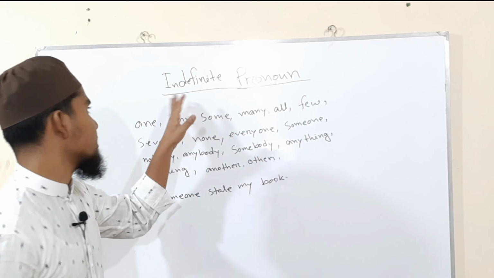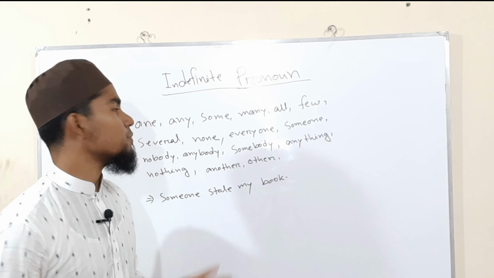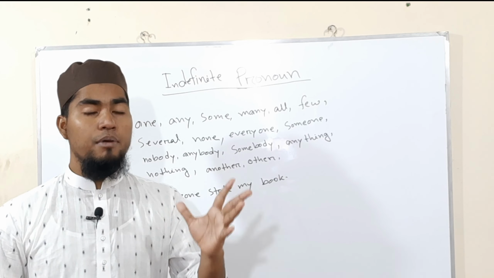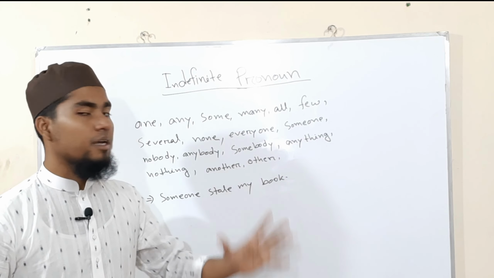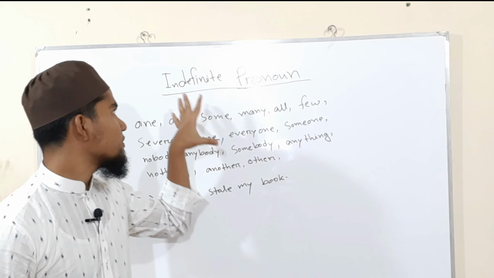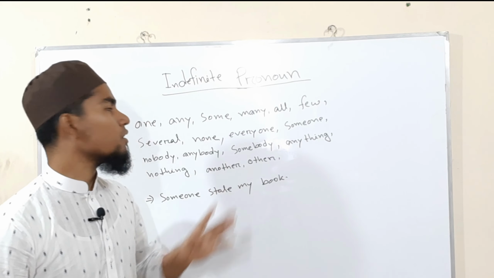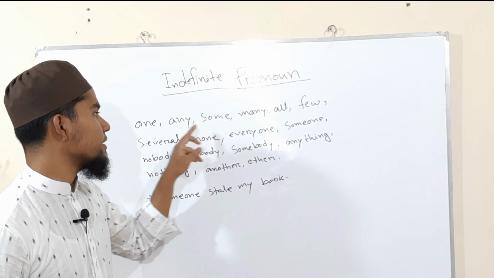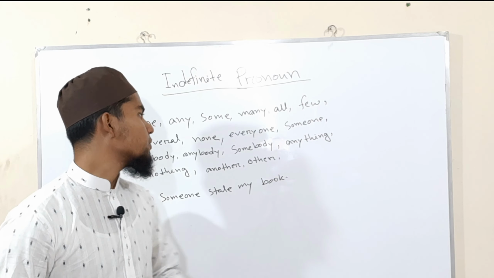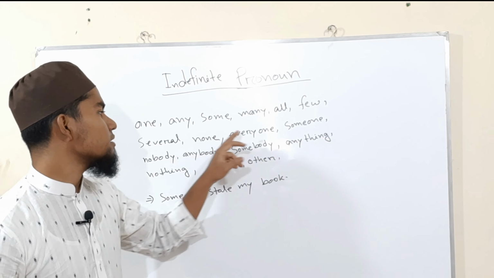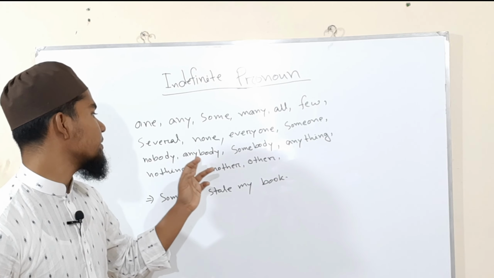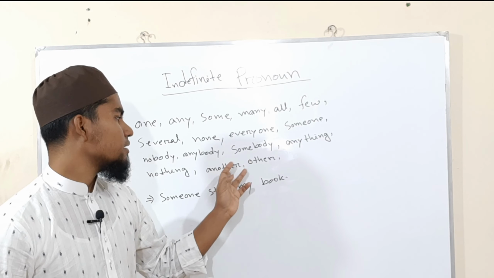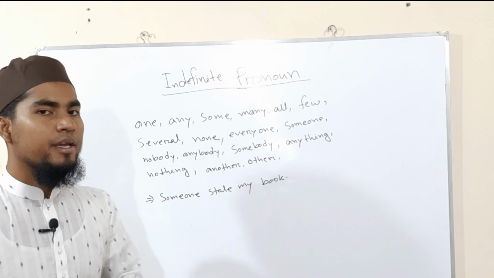Another pronoun is indefinite pronoun. Indefinite pronoun is a pronoun which indicates a person or things indefinitely, but there is no definite person or thing. These are called indefinite pronouns, and indefinite pronouns are one, any, some, many, all, few, several, none, everyone, someone, nobody, anybody, somebody, anything, nothing, and another, other. These are called indefinite pronouns.